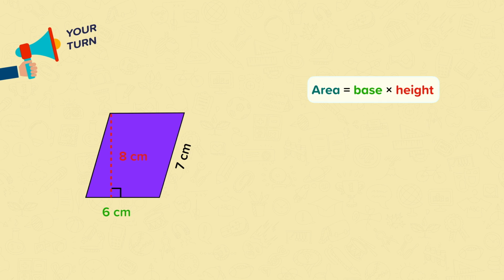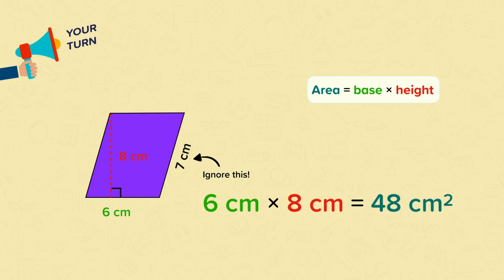We can ignore the measurement of one of the sides, the 7 centimetre side, as it is not perpendicular to the base. The base is 6 and the perpendicular height is 8. 6 times 8 is 48. The area of the parallelogram is 48 centimetres squared.